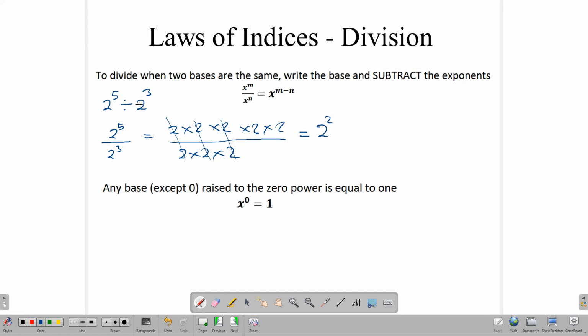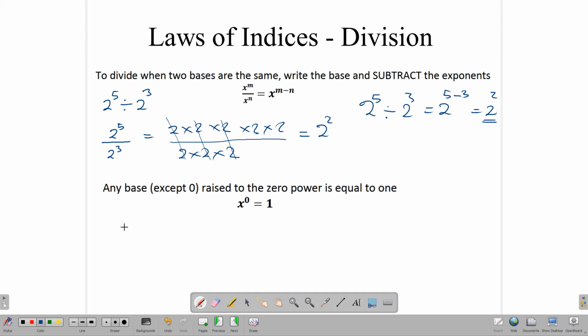So the idea then is that we do not have to go through all of this when we're using similar bases. Notice that the bases are similar. So because the bases are similar, we can simply say 2 to the 5 divided by 2 to the third is going to be equal to 2 to the 5 minus 3, and that gives us 2 squared. Of course, you could write down the value of 2 squared, which is 4. But the idea is when you're dividing similar bases, then we subtract the powers, or we subtract the exponents.